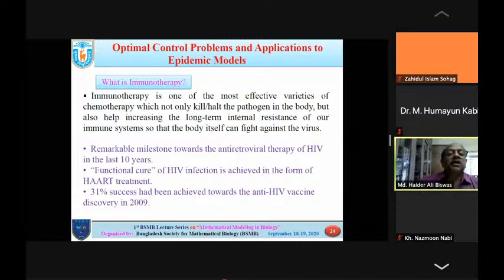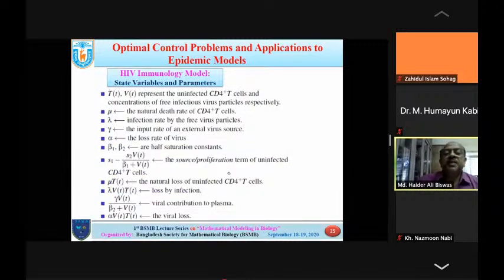So I will discuss here a deterministic model, but a very simple model, and how the optimal control technique can be applied here. We only consider two state variables. The state variable T is called the CD4 cell. That is our human CD4 cell, our helper T cell, the white blood cell. And the other is the virus, the virus concentration. So CD4 cell concentration and virus concentration are the only two state variables acting here.